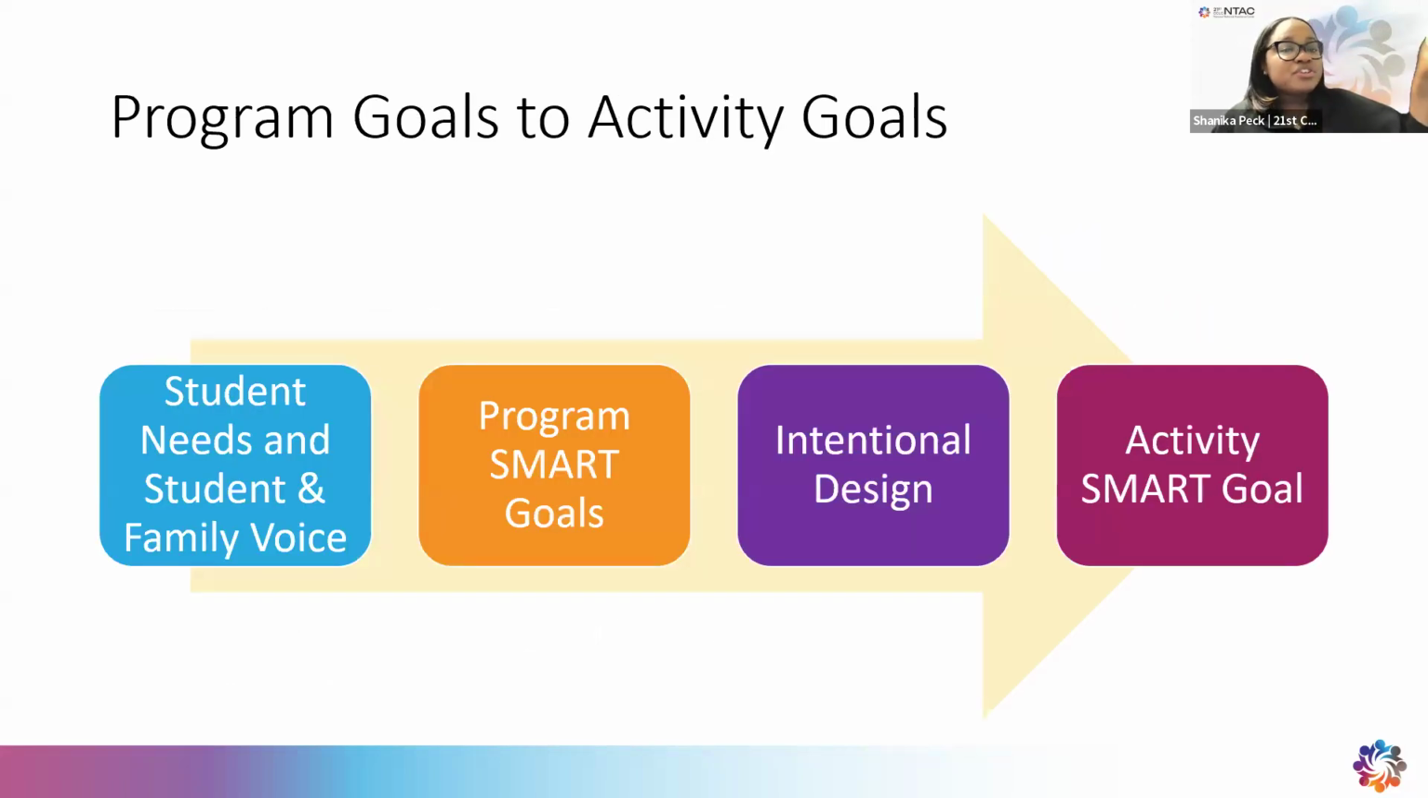So let me go back to this image here, right? Again, we're starting from that data piece where we're collecting student needs. We're also tuning into student and family voice. We're developing program SMART goals. These goals are going to help us to intentionally design these activities. And of course, we have an overarching SMART goal for our program. We would need a SMART goal for each activity, right? Because again, we want to make sure that we can measure progress. But as you are writing your grant, you really want to keep in mind what you are proposing to do, and then how you are going to follow up, because that is going to be extremely important here.